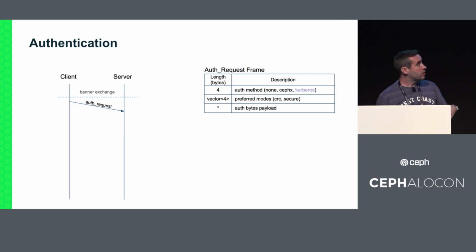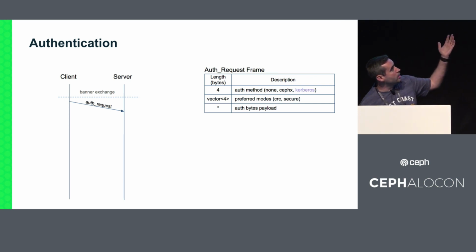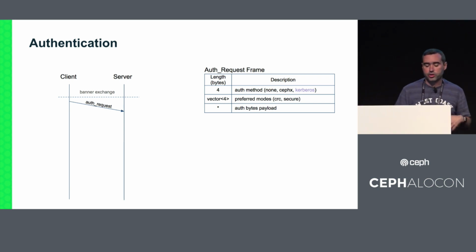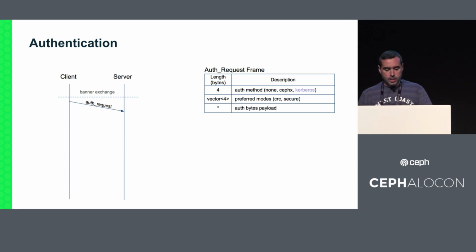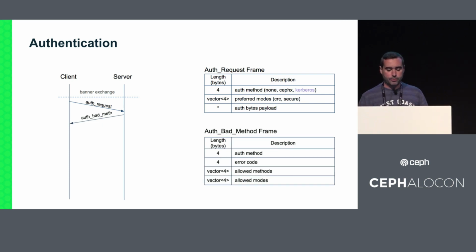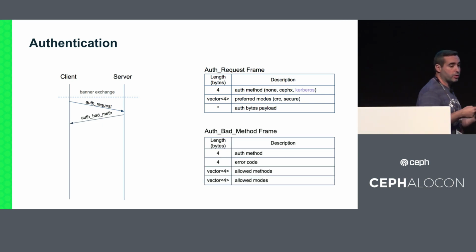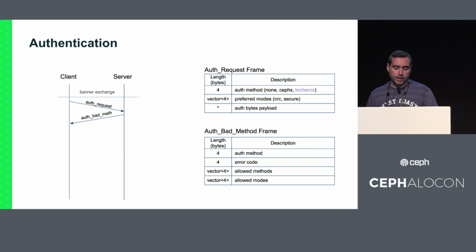There are also some payload bytes that are dependent on the authentication method that you choose. Now the server, when it receives this, can decide whether it supports the authentication method and the mode. If it doesn't, it can reply to the client, saying I don't support this, I only support these methods and these modes.